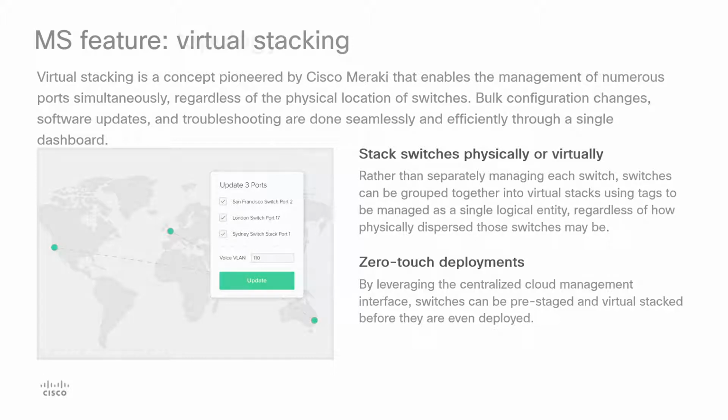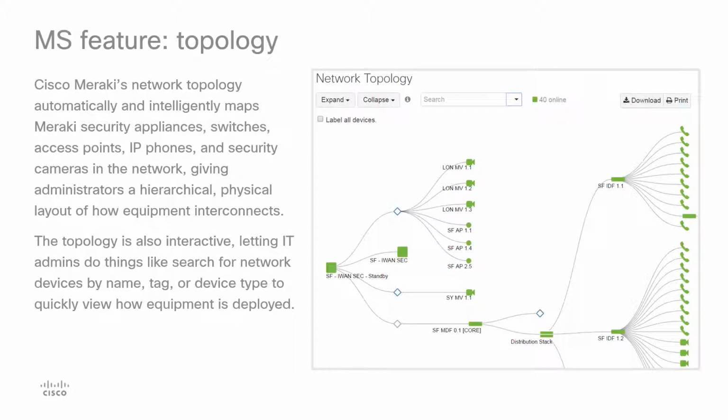Network topology automatically maps network architecture, showing how Meraki security, switches, cameras, and wireless devices are connected, including redundant links disabled by the spanning tree protocol to prevent data loops. In the topology view, a square represents MX security appliances, a rectangle represents MS switches, and a circle represents MR access points. Non-Meraki equipment is also detected and displayed.